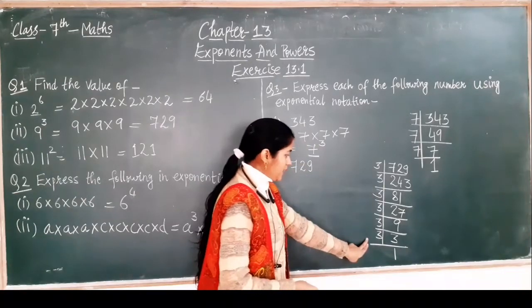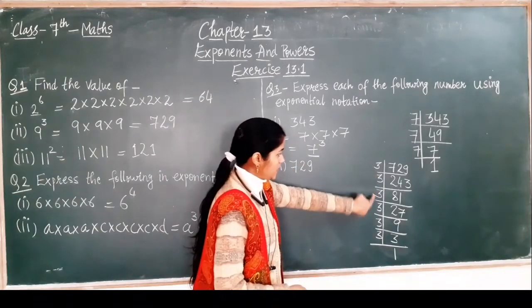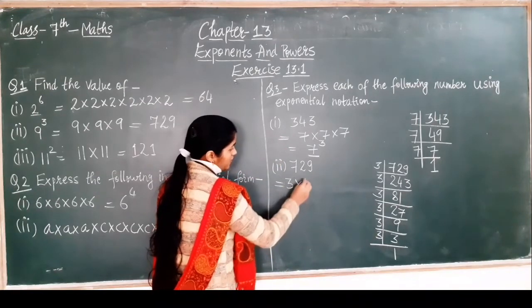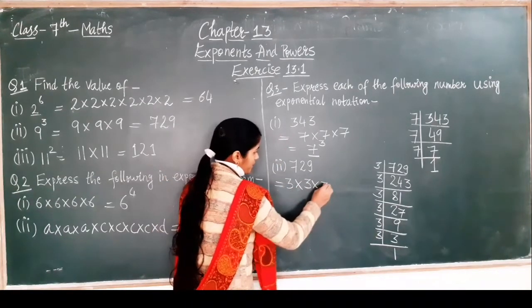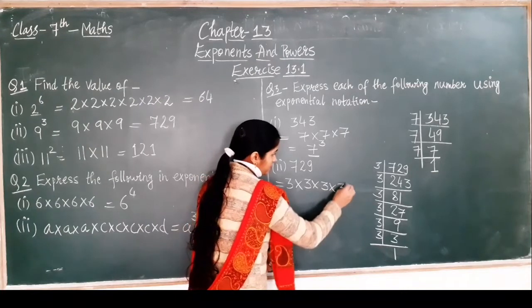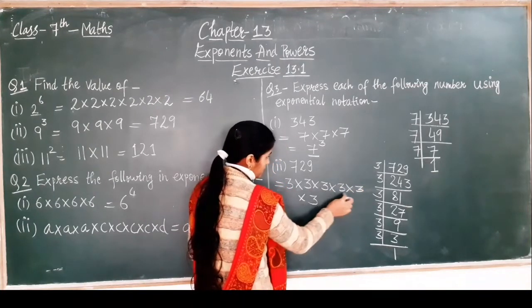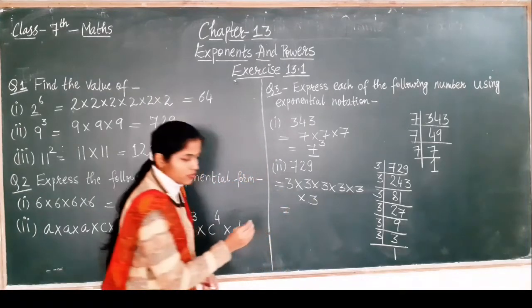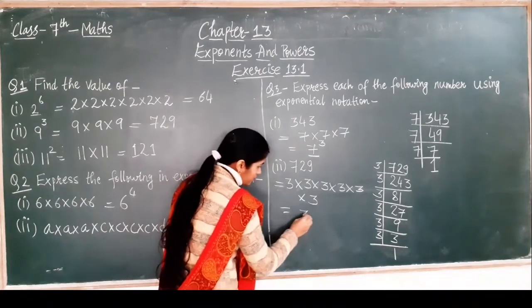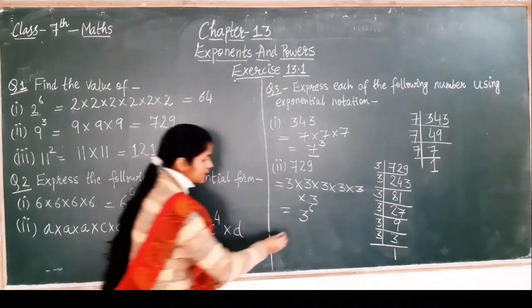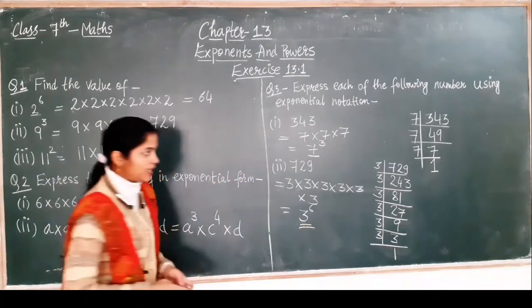So how many times are we getting 3? 1, 2, 3, 4, 5, 6. So we are getting 3 six times. So what would be our exponential form? Exponential form would be 3 raised to the power 6. So this would be our answer.